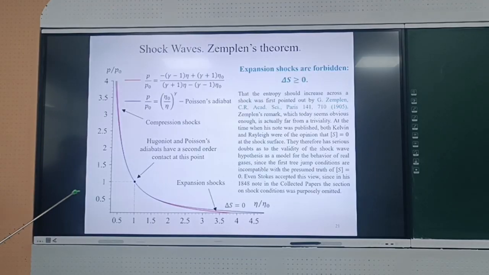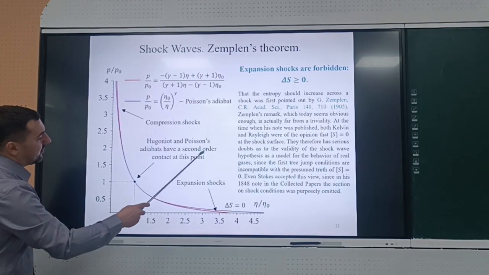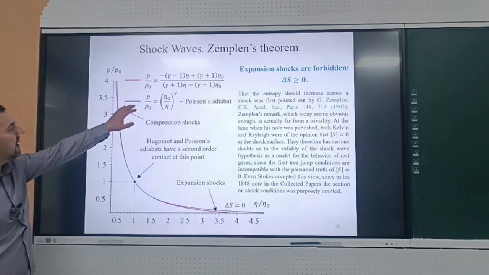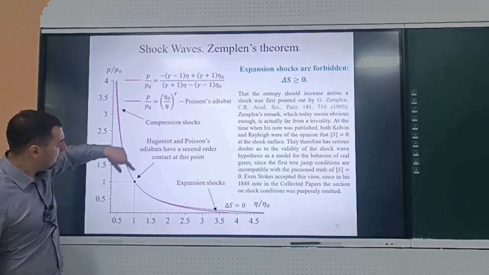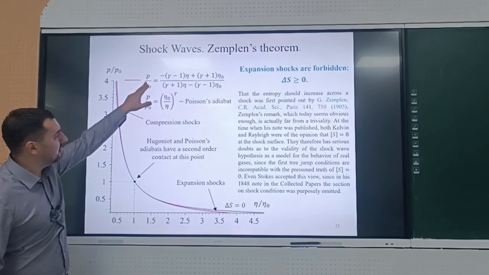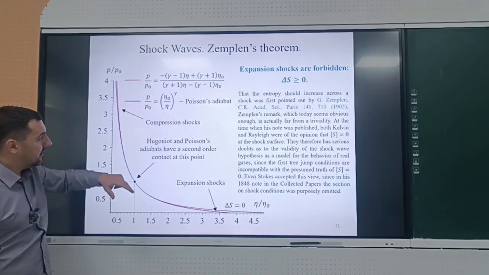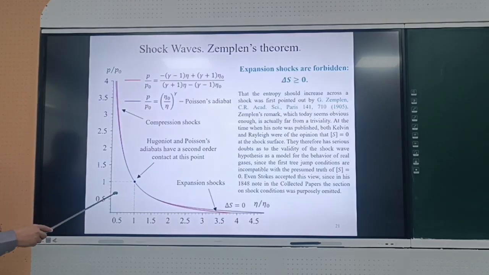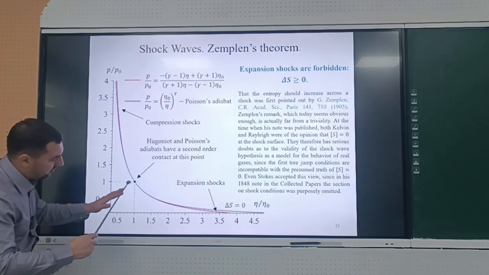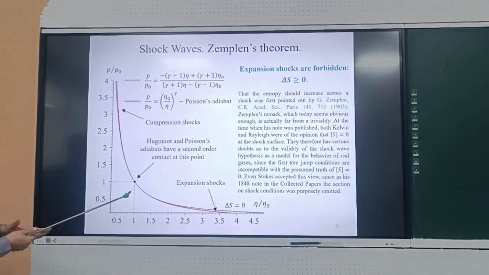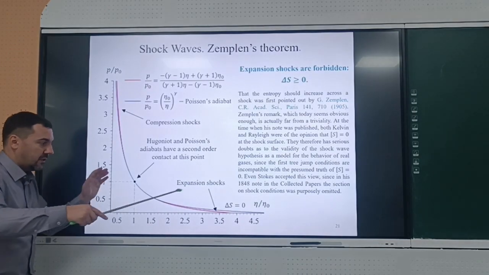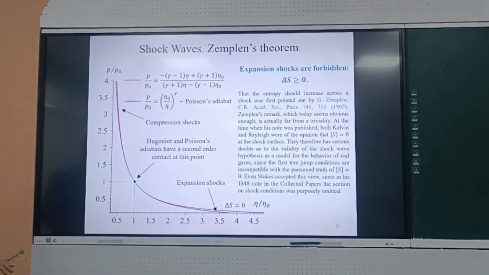And it turned out that the Hugoniot and Poisson adiabats have a second order contact at the initial point. What does second order contact mean? It means that if you compute dP over d eta at this point and at this point, and the second derivative as well, you will see that they are the same. So this red curve transfers to this blue one very smoothly, with the same first and second derivative at this point. Not everywhere, but especially at this point.